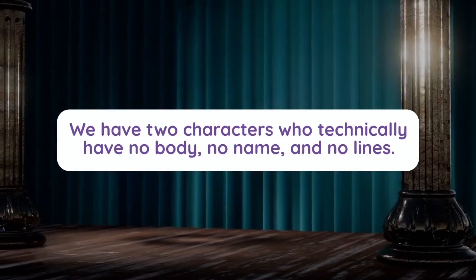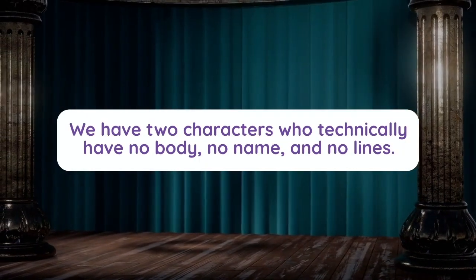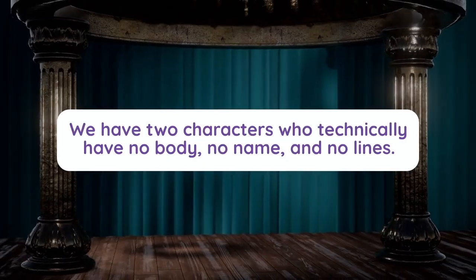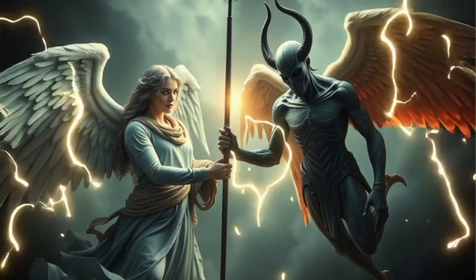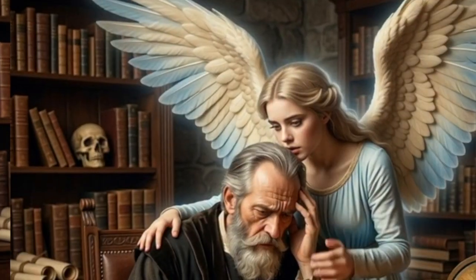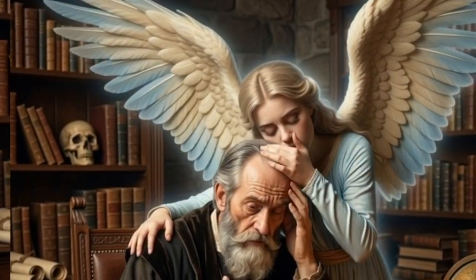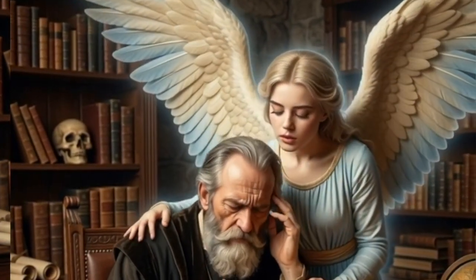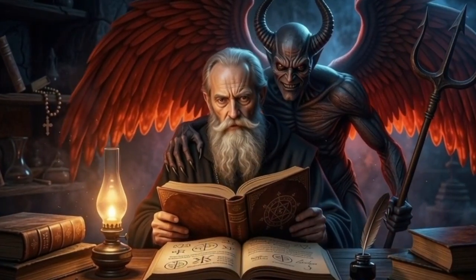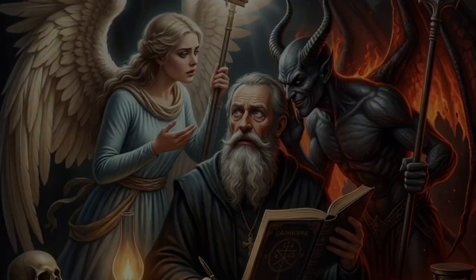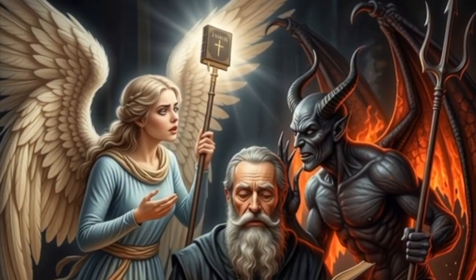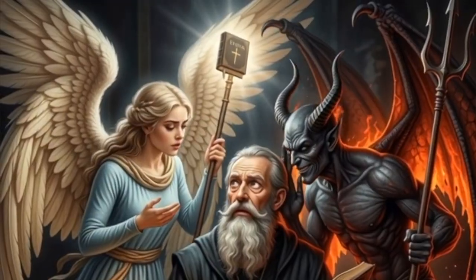And we have 2 characters in this play who technically have no body, no name, and no lines of real dialogue. Who are they? They're the good angel and the evil angel. They're not realistic characters, but symbolic figures. The good angel urges Faustus to repent, have faith, and return to God, while the evil angel pushes him towards pride, rebellion, and damnation. Together, they dramatize Faustus' inner moral conflict in a clear, visual, and memorable way.